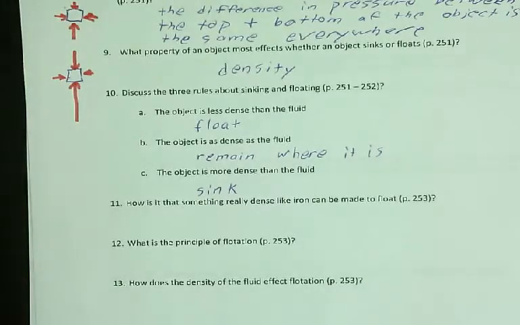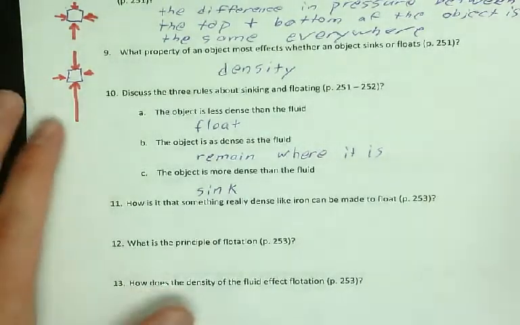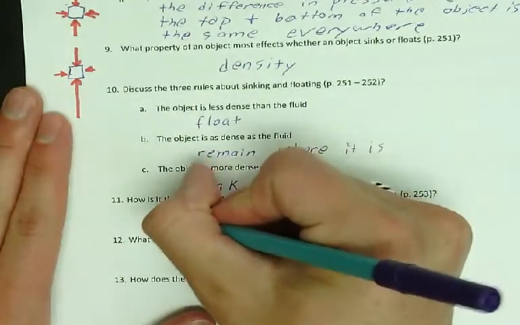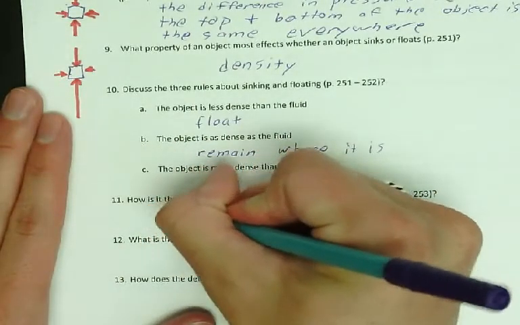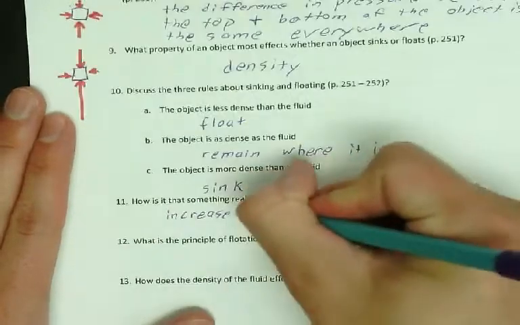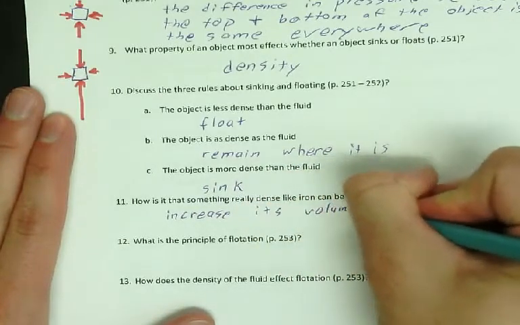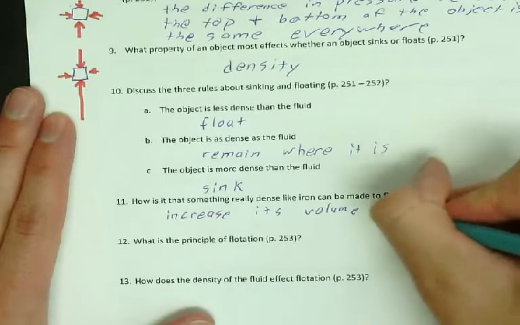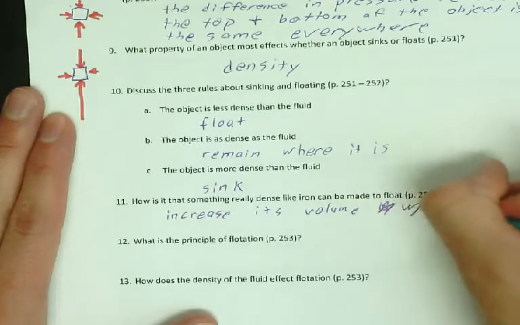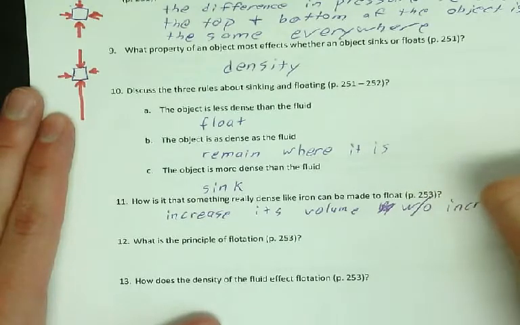All right. How is it that something really dense like iron can be made to float? You can increase its volume, increase its volume without increasing mass.